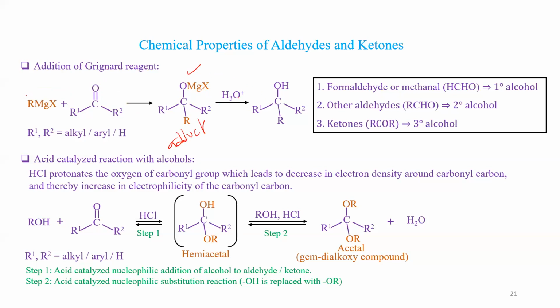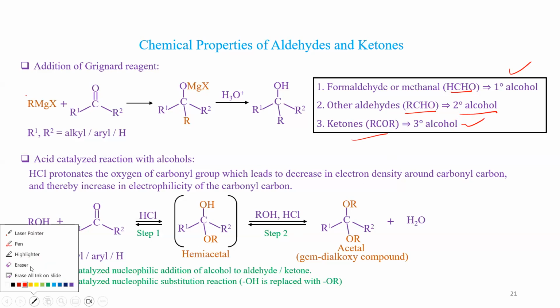And this, on treating with an aqueous solution of an acid, hydrolysis happens over here. We get the respective alcohol. If I react a Grignard reagent with formaldehyde or methanal, I get primary alcohol. Grignard reagent with other aldehydes gives secondary alcohol. Grignard reagent with ketones will give tertiary alcohol. Then this reaction is not there.